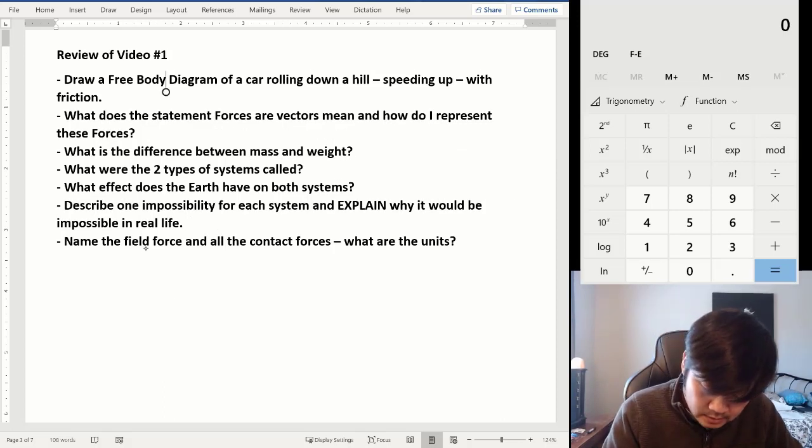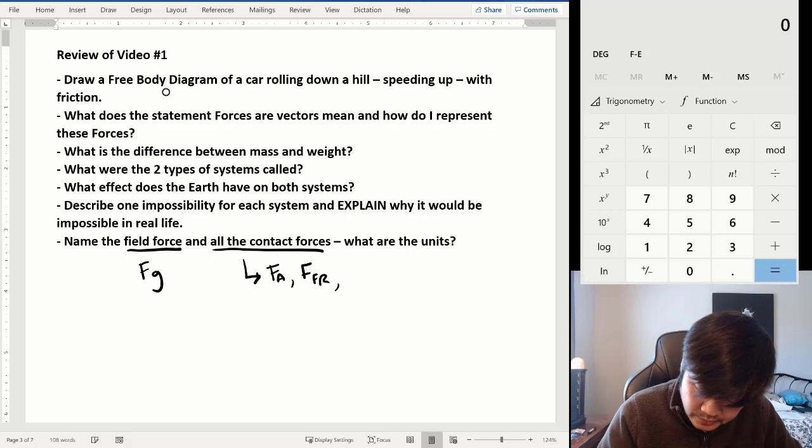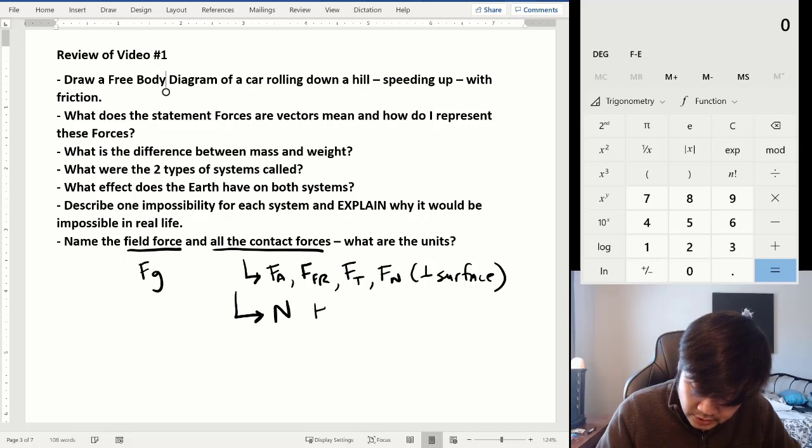All right. So the one field force that we had was force gravity. And then all the contact forces. So let's see, we had force applied. We had force of friction. We had tension, which is transmitted through ropes. And we had the normal force, which is perpendicular to a surface. And all forces have the same unit, which is a Newton, which is a kilogram times the acceleration, which is meters per second squared. Those are the SI units.